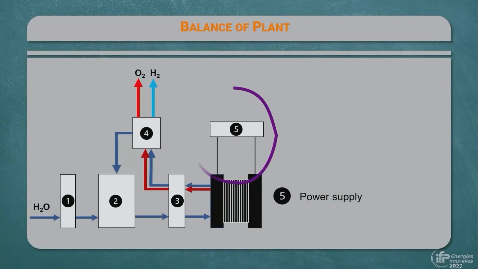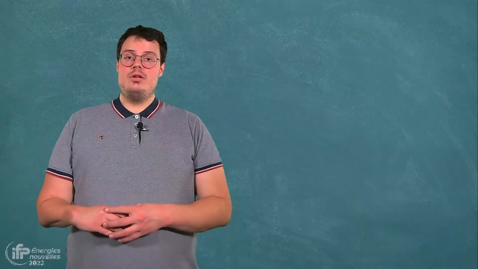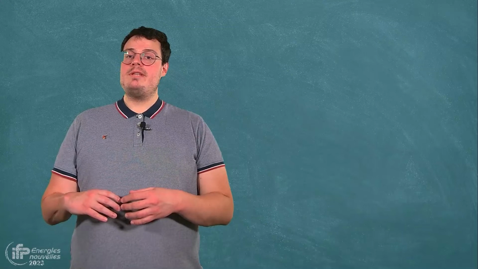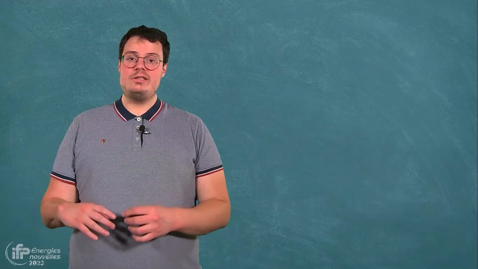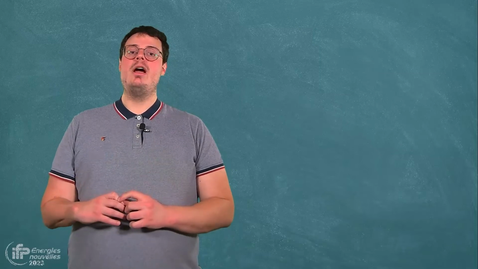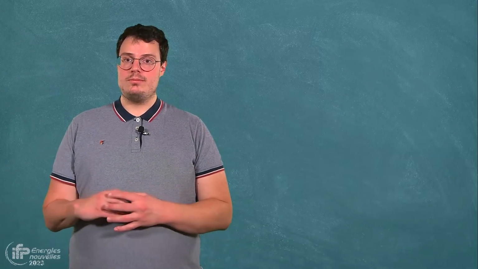Finally, the power supply must allow the electrolyzer to be supplied with a continuous current, which may have a more or less important dynamic variation depending on the electrolyzer. This stage is often composed of one or more AC-DC or DC-DC converters and rectifiers. The balance of plant must be optimized to maximize the energy efficiency of the whole system according to the quantity and quality of hydrogen that needs to be produced.